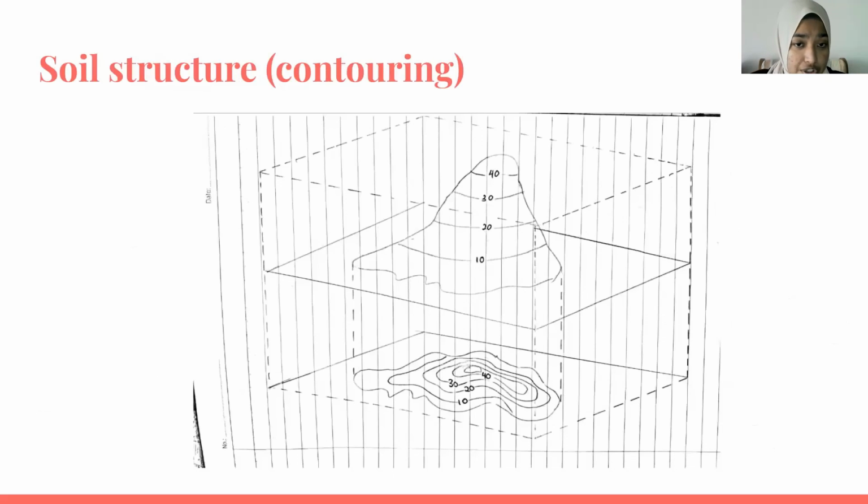So this is our soil structure. From this drawing, it shows that the pediment slope that we are going to use for our agricultural activity is from 20 and below, while the forestry component will start from 20 and above. So that is all from me. Thank you.